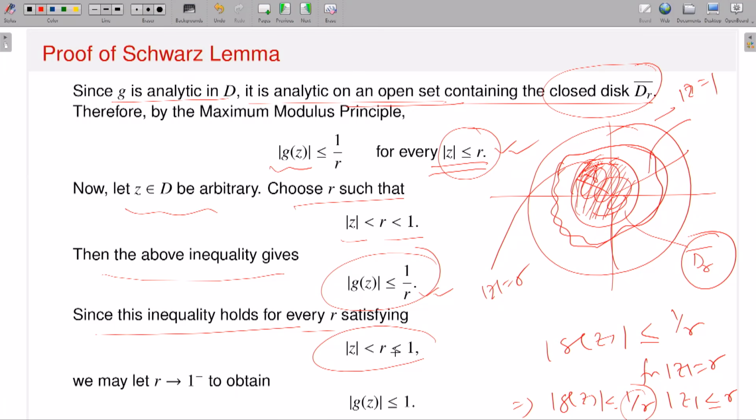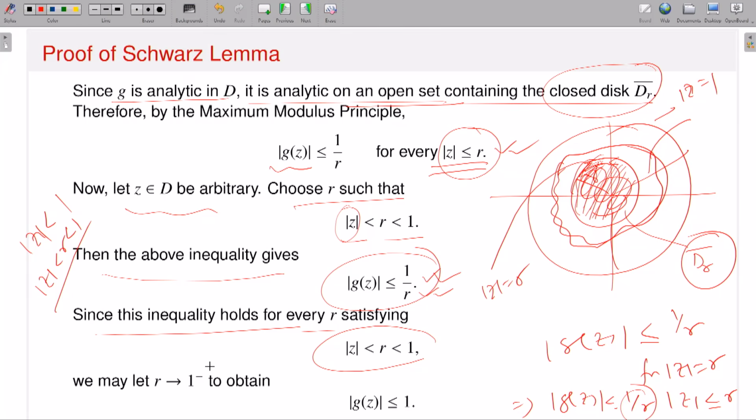What I am trying to say is that you have a disk, and you take some point z and take the modulus of z. Take R in between modulus of z and 1. Since modulus of z is less than 1, I can always have the existence of R between modulus of z and 1, and then I can apply the argument I have given, that modulus of G(z) is lesser equal to 1 by R, because modulus of z is strictly less than R. So therefore I will have this estimate.